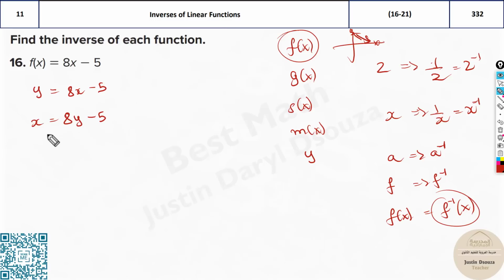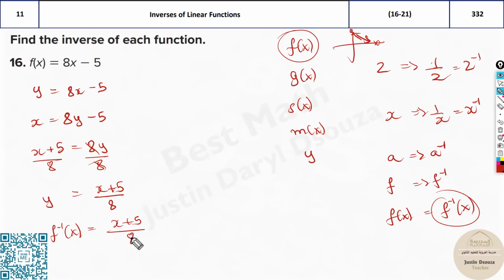But now what we need to do is solve only for y. Take everything else to the other side, this minus 5 to the other side. It becomes x plus 5 is equal to 8y. Divide both sides by 8. You will get y equals x plus 5 by 8, isn't it? Now this y is the inverse function f inverse of x, because we swapped x and y, so that became the inverse function.